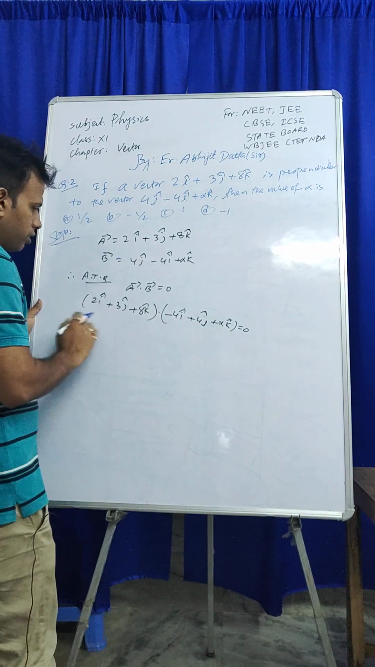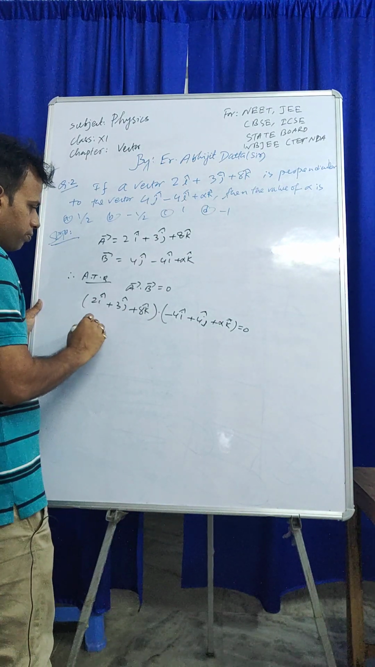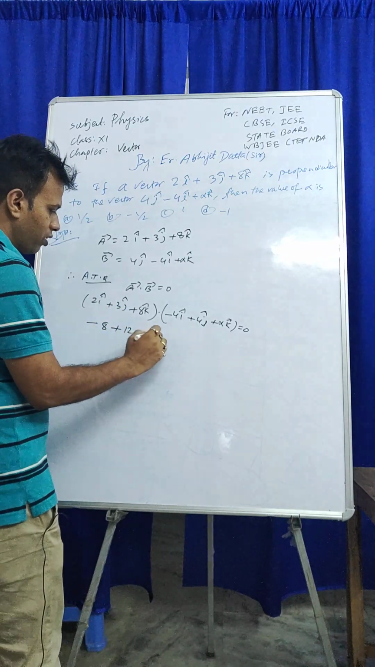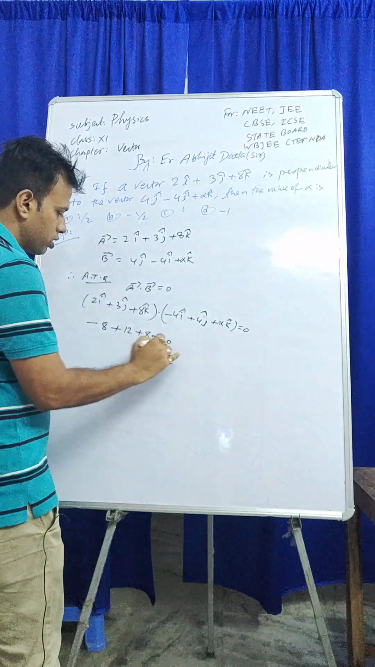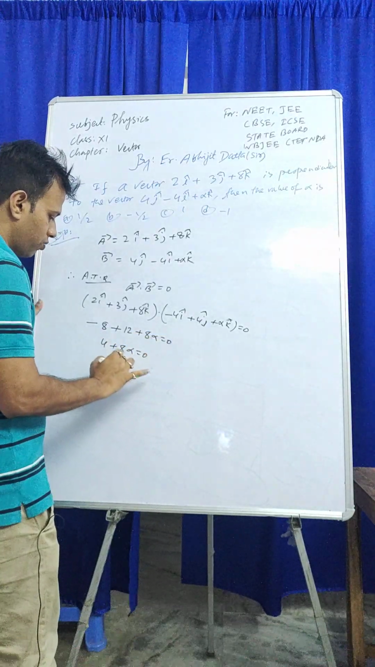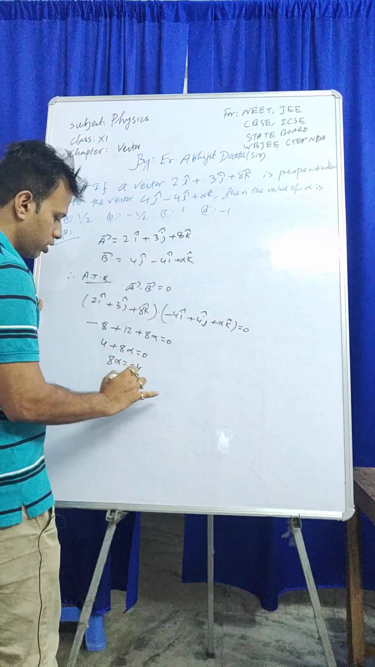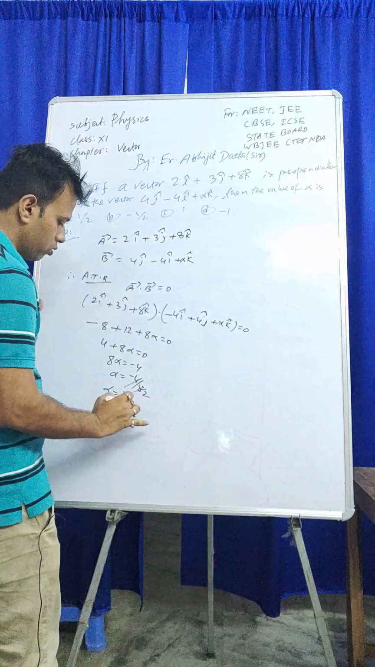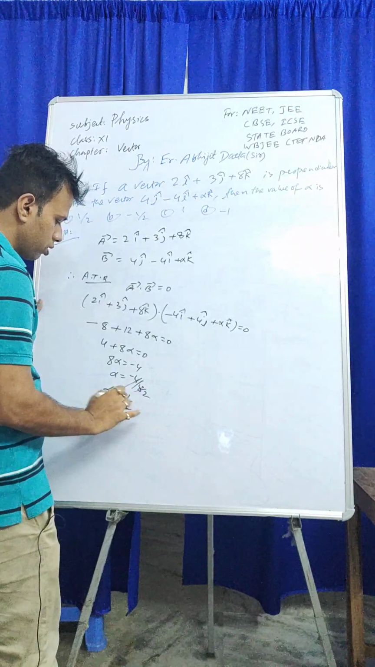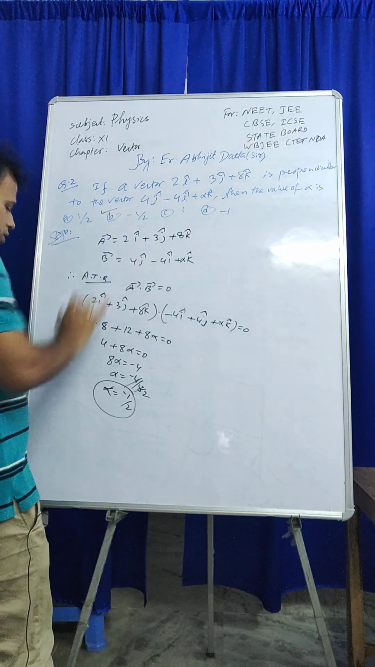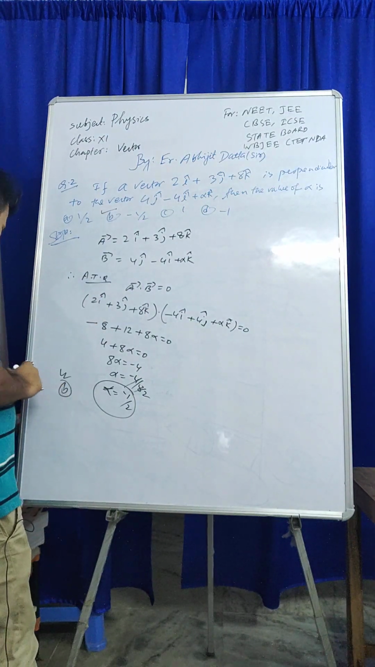If I do the dot product here, it will be minus 8 plus 12 plus 8 alpha equal to 0. That is 4 plus 8 alpha equal to 0. So 8 alpha equals minus 4, so alpha equals minus 4 by 8, which is minus 1 by 2. Alpha equal to minus 1 by 2 is the correct answer. So which option is correct? Option B is the correct answer.